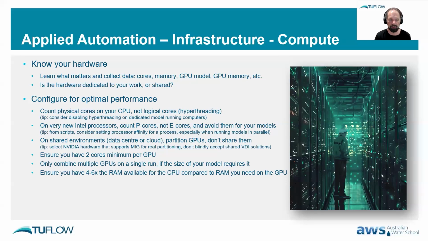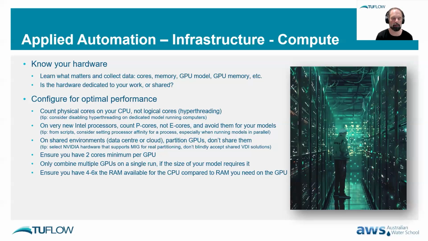In general, it's just a rule of thumb. Ensure you have about 2 cores minimum per GPU. Only combine multiple GPUs on a single run if the size of your model requires it. Typically, if you run 2 models, one after the other on a couple of GPUs or on the GPU, it's quicker than trying to squeeze them through in parallel. And ensure you have roughly 4 to 6 times the amount of RAM available for the CPU compared to the RAM you need on the GPU.